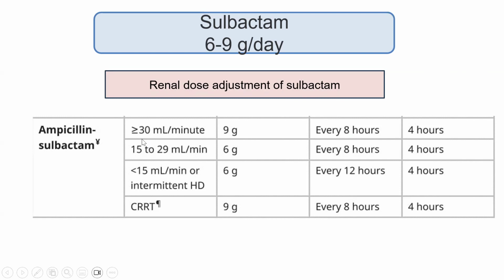Here, if the creatinine clearance is more than 30, we use 9 gram every 8 hours. From 15 to 29, 6 grams every 8 hours. Less than 15, we use 6 gram every 12 hours. And if the patient is on continuous renal replacement therapy, we use the full dose, 9 gram every 8 hours.